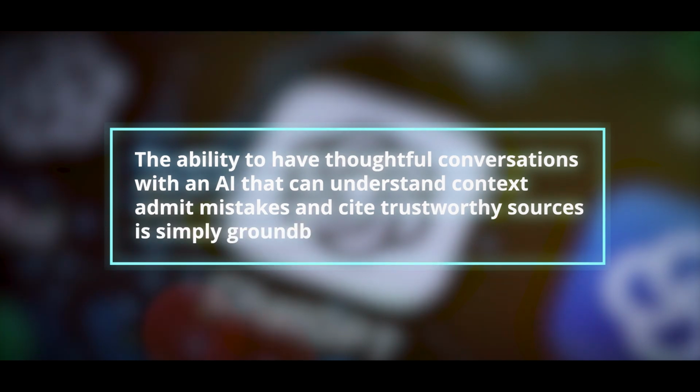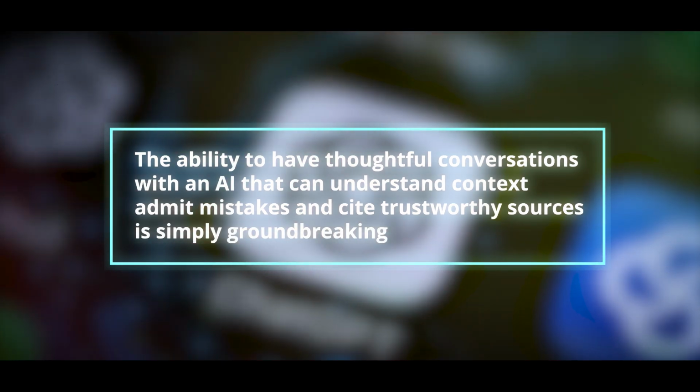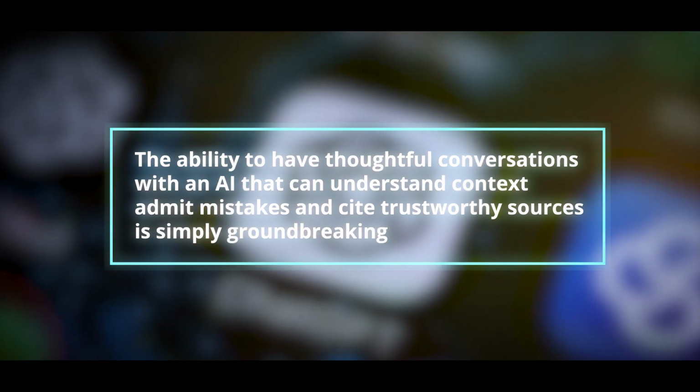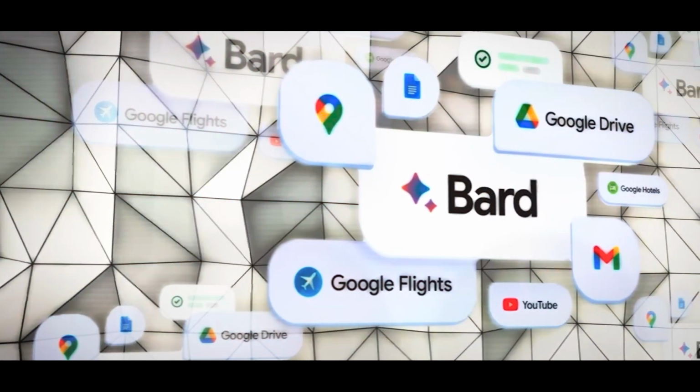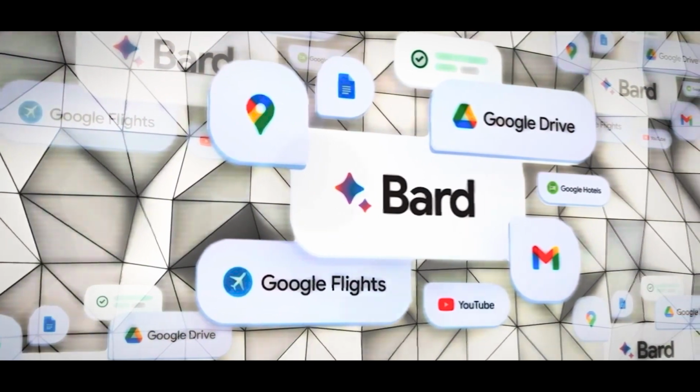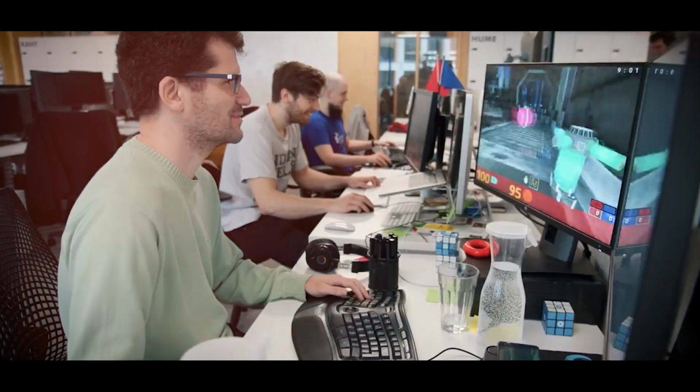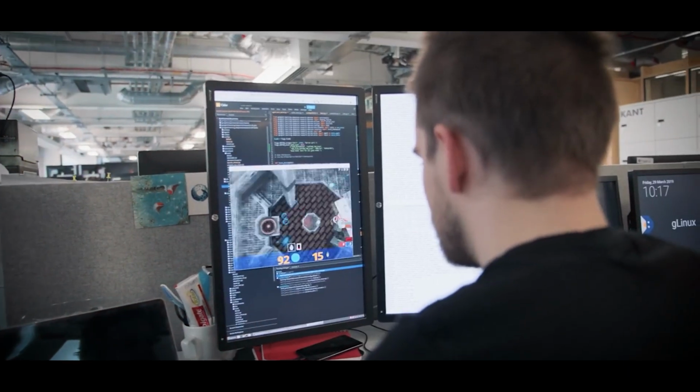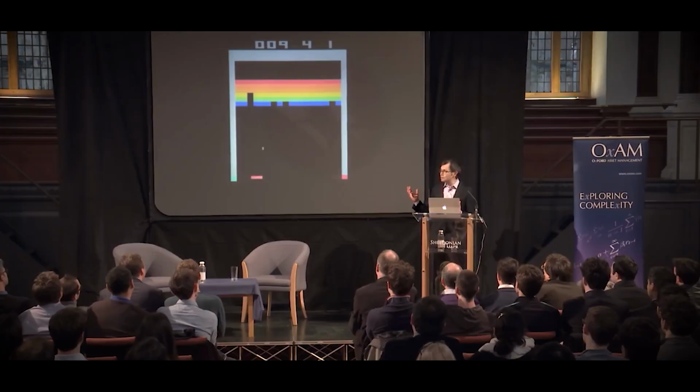The ability to have thoughtful conversations with an AI that can understand context, admit mistakes, and cite trustworthy sources is simply groundbreaking. Bard has the potential to democratize access to high-quality information and analysis on an enormous scale. It essentially puts a team of research assistants, tutors, writers, and programmers in every user's pocket.